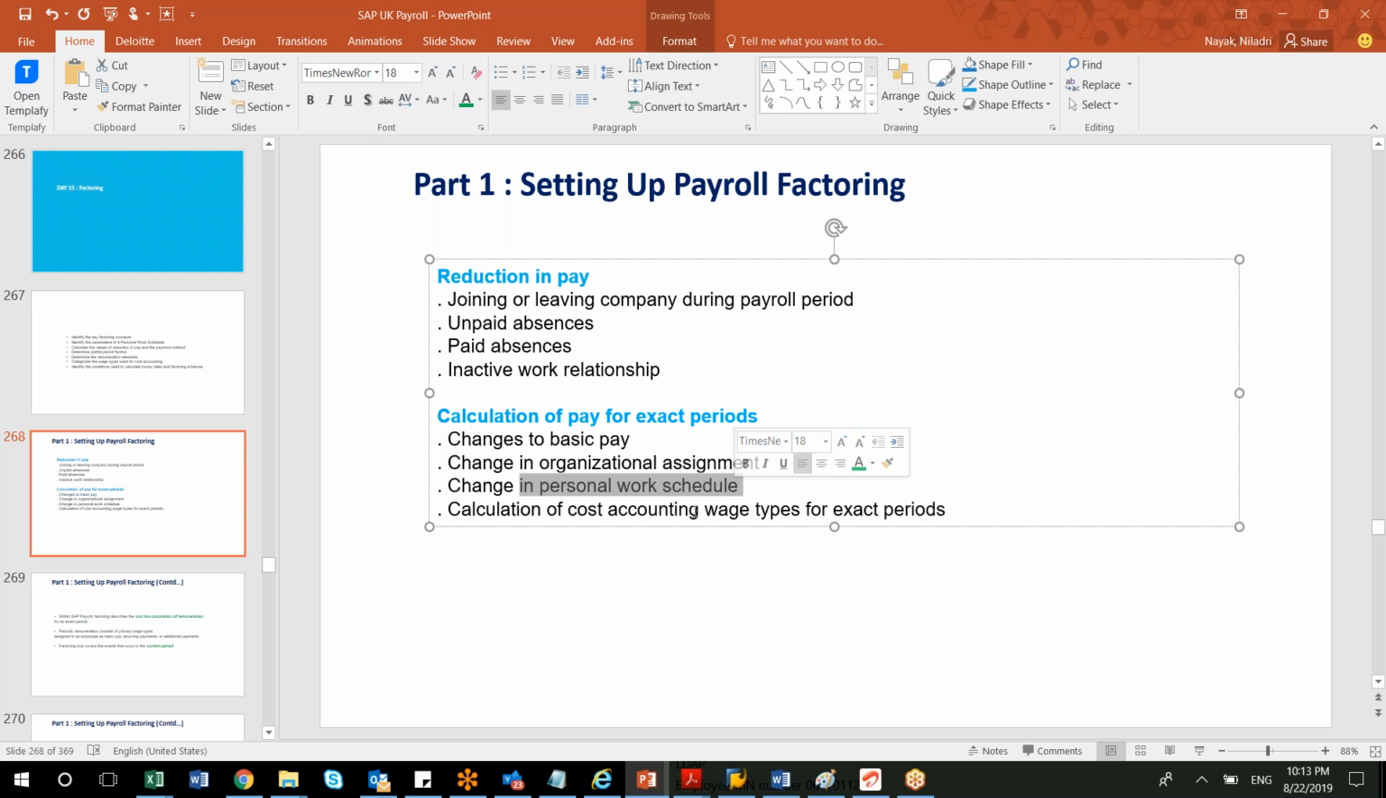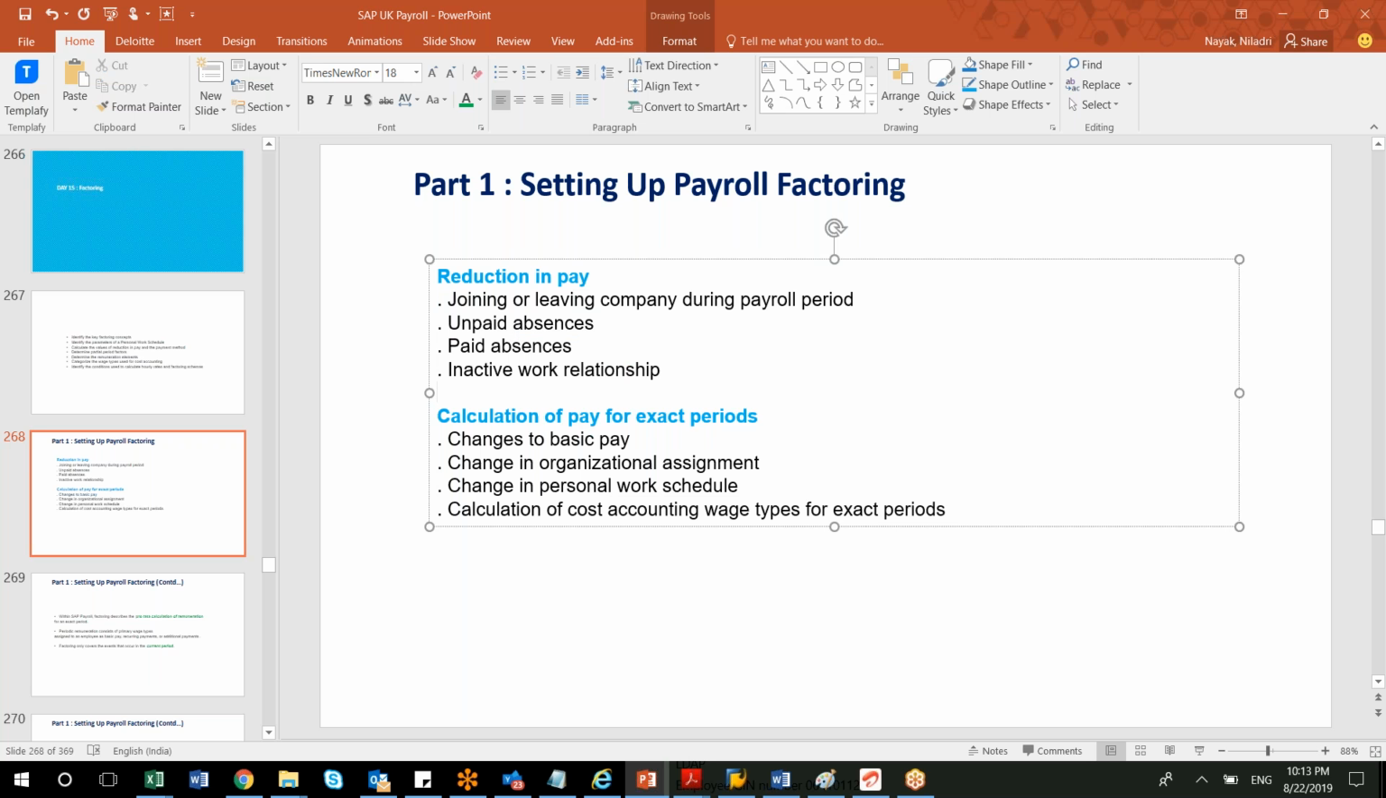There can be another scenario, like calculation of cost accounting wage types for an exact period. There can be other scenarios where wage type changes happen or during the costing related to the finance posting. In this scenario also the payroll factoring will come into the picture. So we have all these different scenarios, whenever we have changes in the employee life cycle or the payroll cycle, then factoring will come into the picture. This is just an overall idea of how factoring works and the concept of factoring.